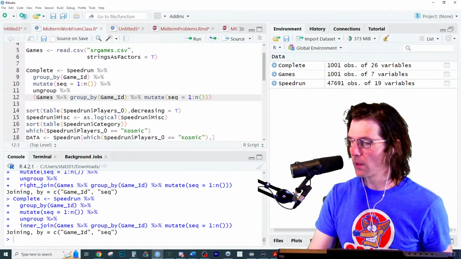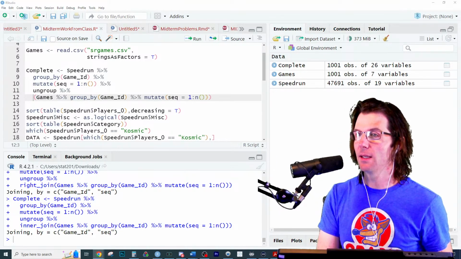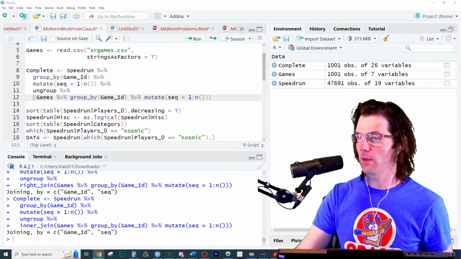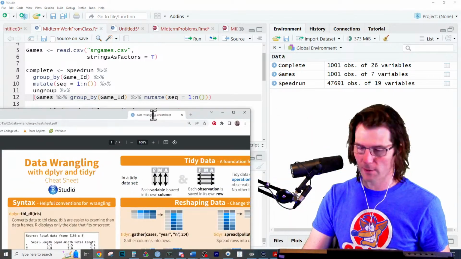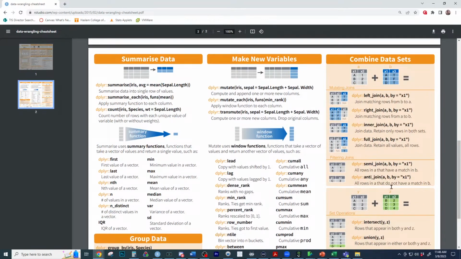What are the different joins in dplyr? Joining in dplyr, cheat sheet. Okay, here we go, the data wrangling cheat sheet right here. So semi-join, I want to do... I would think it'd be a right join. It's not inner join? Full join.